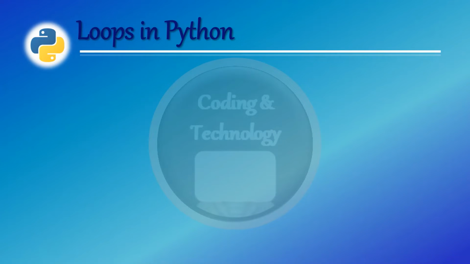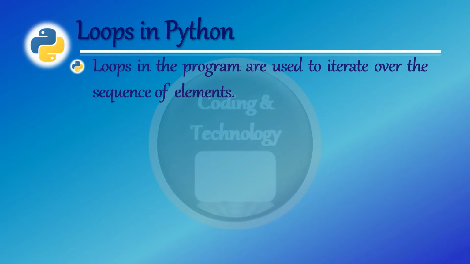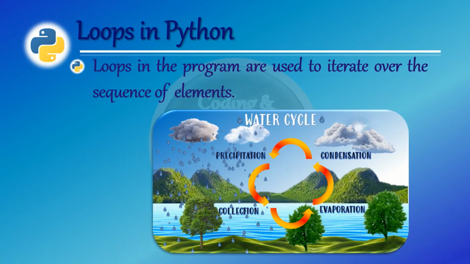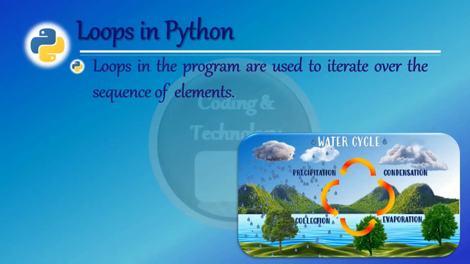First of all, let's see what loops in Python are. Loops are important in Python as they help you execute a block of code repeatedly. In some situations you need to use a piece of code over and over, but you don't want to write the same line of code multiple times. So we need to use loops in Python. Loops in a program are used to iterate over a sequence of elements, which could be a list, tuple, array or string. The water cycle is one example of a real-life loop.